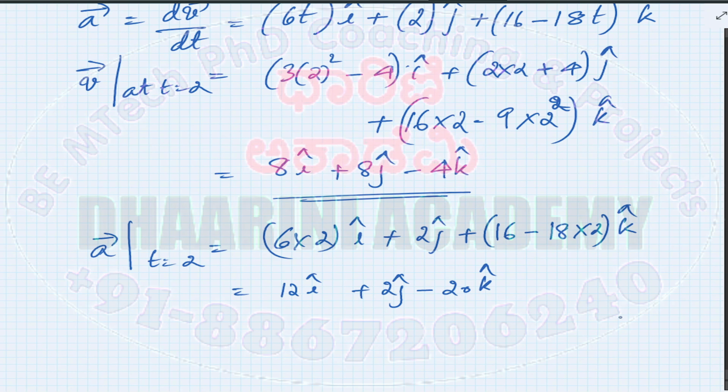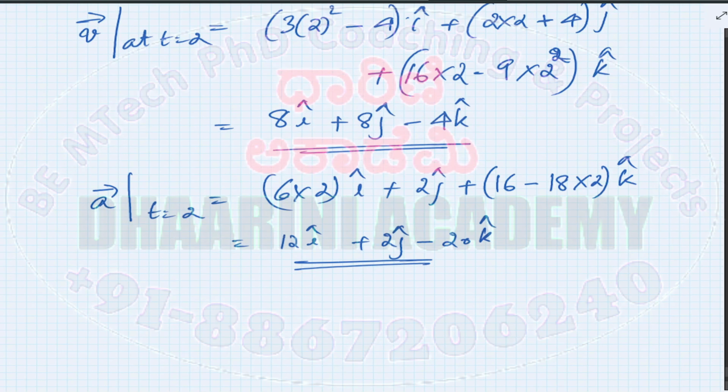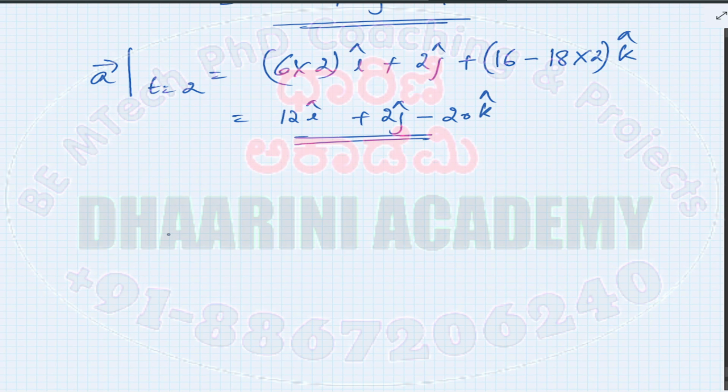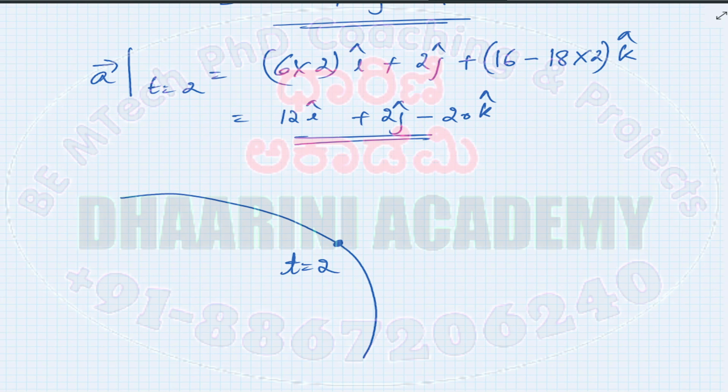All right, so what is the vector A at t equal to 2? Now see, the velocity is along the tangent to the curve. So let me explain this once again. Let us say that a particular object or particle is moving along this curve. At a particular point, corresponding to t equal to 2, let's assume, the velocity is always pointed in this direction.